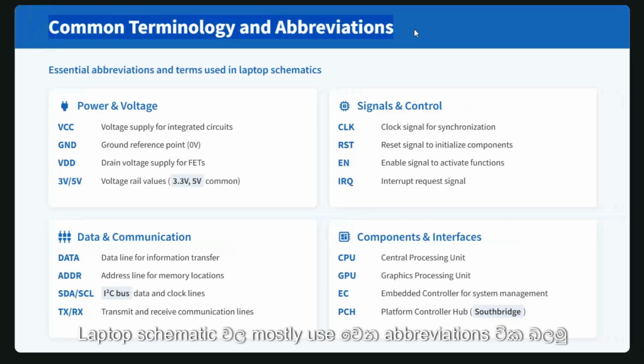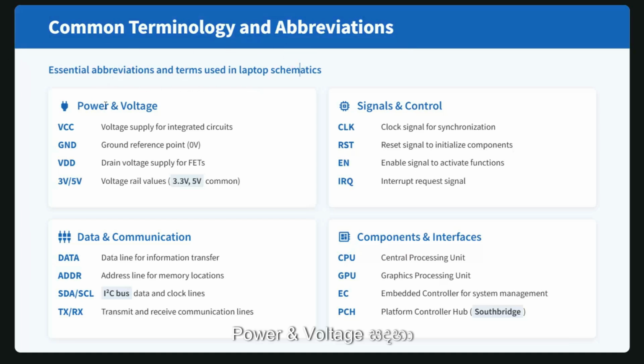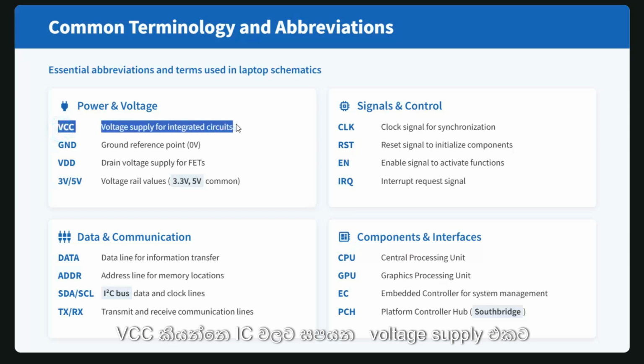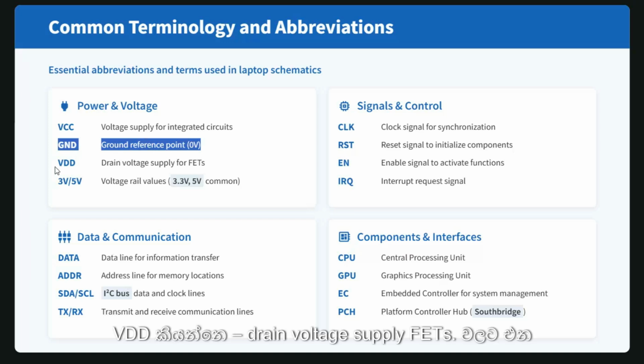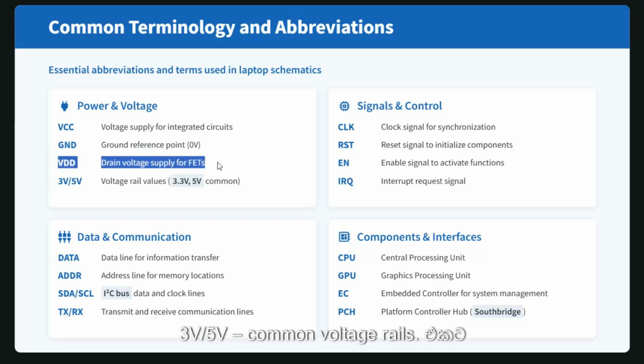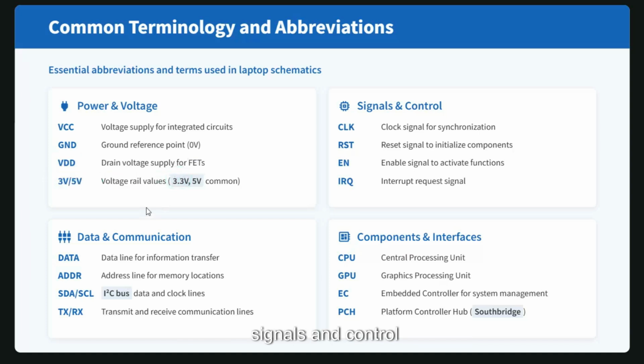Let's go over some of the most common terms you'll see in laptop schematics. For power and voltage, VCC is the voltage supply for integrated circuits. GND is the ground reference point, or 0 volts. VDD is the drain voltage supply for FETs. And you'll often see 3V or 5V rails, which are common voltage values in laptops.